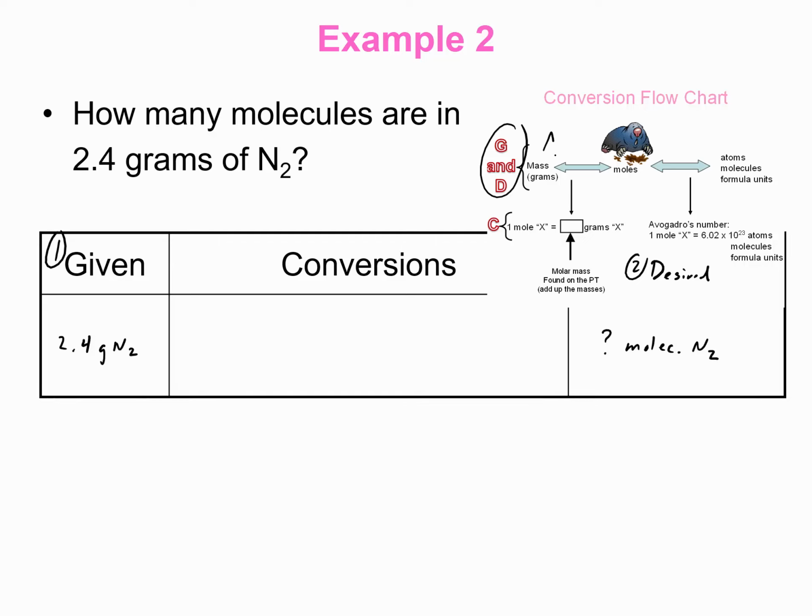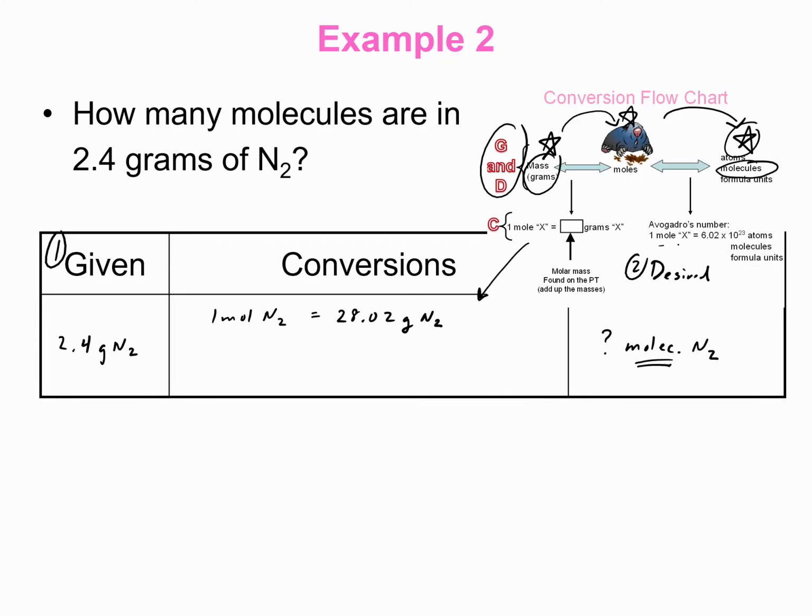Starting here at the mass, I have 2.4 grams of N2, and I'm trying to figure out how many molecules that is. So I'm trying to go over here. This problem is going to take 2 steps. The first thing I'll do is write down the molar mass. 1 mole of N2 is, so 1 nitrogen is 14.01, so 2 of them would be 28.02 grams of N2.